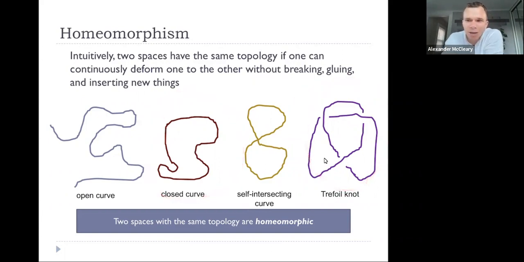But that's something a bit counterintuitive at first: we have to view these not as things inside of any ambient space, but just on their own, in a vacuum. And if we view them that way, this trefoil knot and this closed curve are actually the exact same topological space.